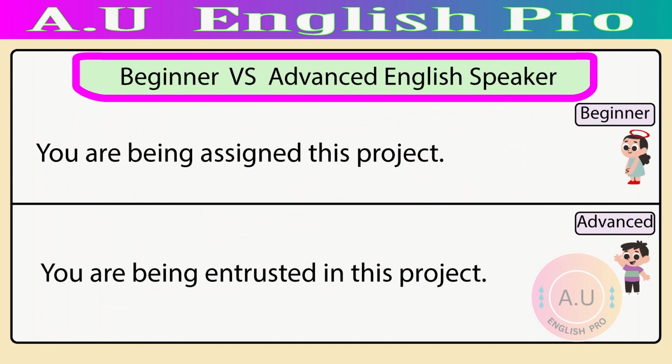Friends, our next sentence is you are being assigned this project. This type of the sentence is used by the beginner. So if you want to sound better, you can say you are being entrusted this project.